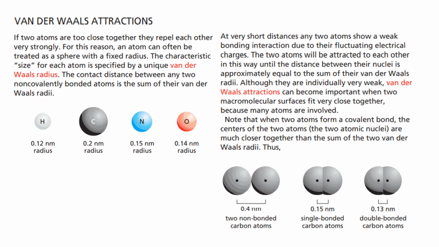Van der Waals attractions. Van der Waals attractions occur when 2 atoms are situated within a close distance. The 2 atoms will be attracted because of the transient shift in electron density.